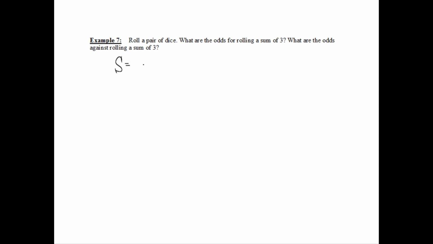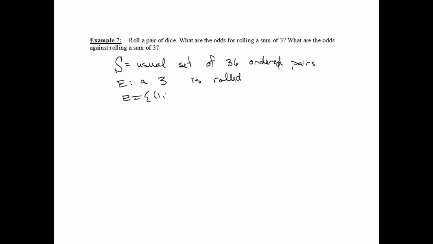Okay, so our sample space is going to be the set of 36 ordered pairs that we've seen so many times before. And let's let E be the event that a 3 is rolled. Okay, so then if we look at our event, what's it going to be equal to? The ordered pair 1, 2, and the ordered pair 2, 1.